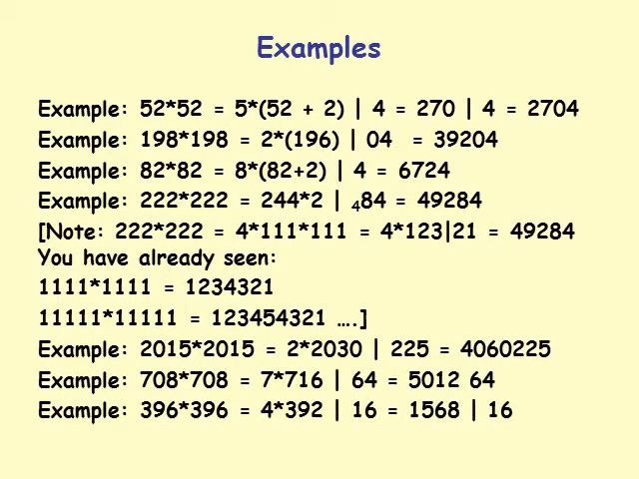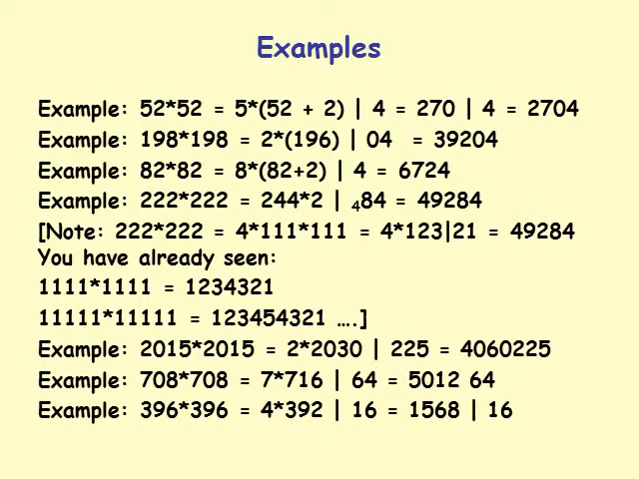Let's continue here. Example: 708 times 708. The proportional base number is 700, which is 7 times 100. Deviation is plus 8. So doubling the deviation gives me 716. Multiply by the proportionality, times 7. On the right it's 8 times 8 is 64. I need two digits, and I have two digits here. So the answer is 7 times 716 on the left, which is 5012, and 64 on the right.